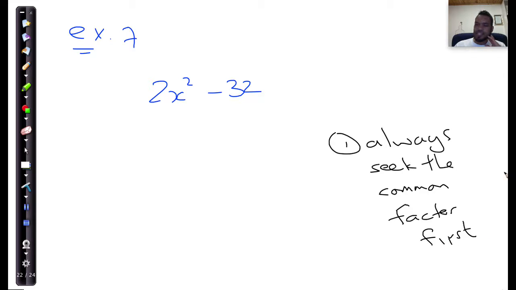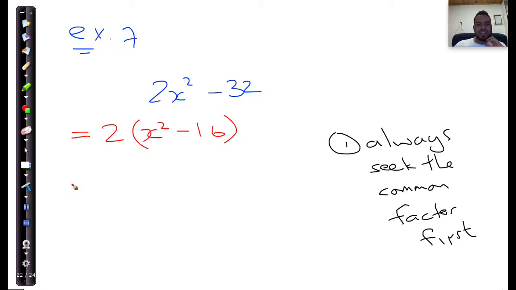So let's see, do we see a common factor present over here? Well, there is a common factor. The common factor over here is 2. So let's take out that 2. Right. Now 2 times what? That's x squared minus 16. Because 2 times x squared gives me 2x squared, and 2 times 16 gives me 32, and a positive times a negative gives me that negative.